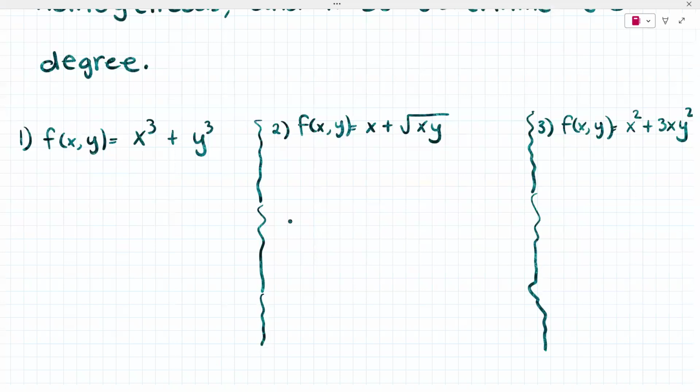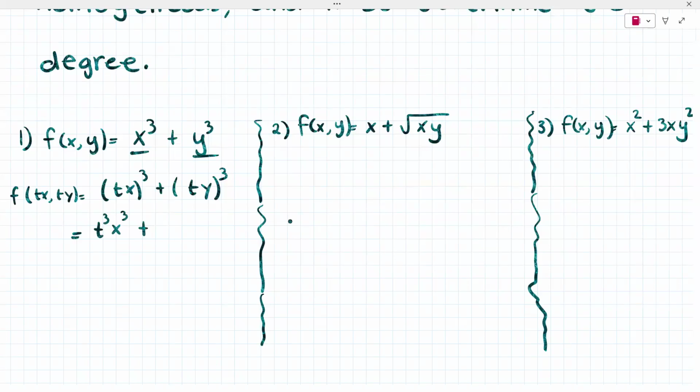So if you look at question 1, we have f of x comma y equals x cubed plus y cubed. First step is you plug in t of x for x and t of y for y. So all you do is replace your x with t of x and your y with t of y. So that's going to be t of x to the third plus t of y to the third. So what is t of x to the third? That is t cubed x cubed. Plus what is t of y to the third? That is t cubed y cubed.